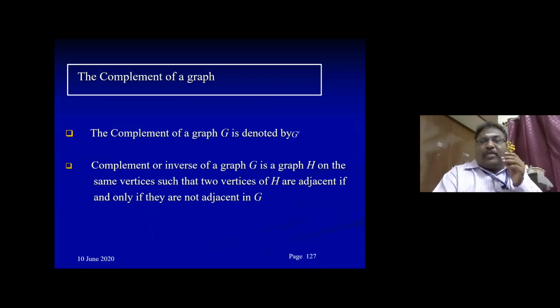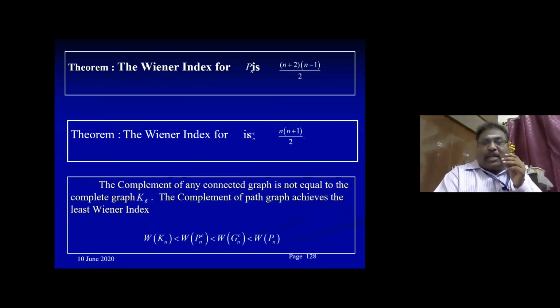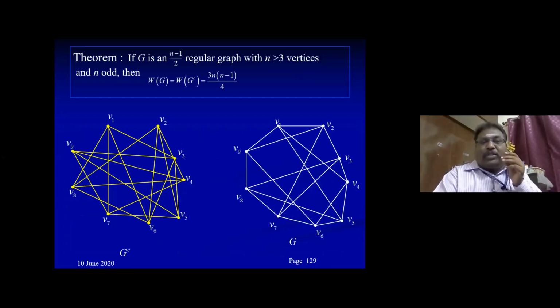The complement of a graph: wherever there is an edge, you don't put an edge. Wherever you don't have an edge, you put an edge. That was a separate study, and we got a few results.